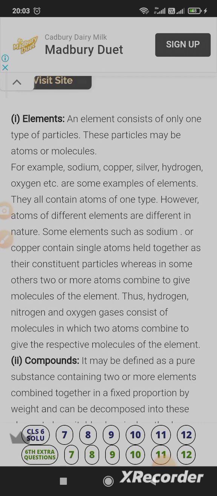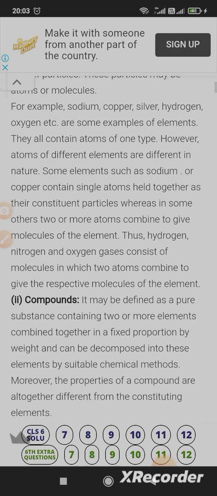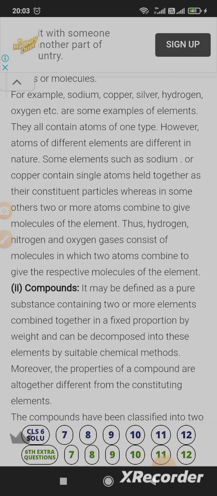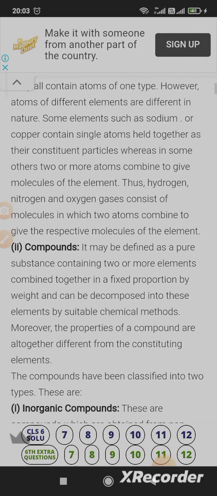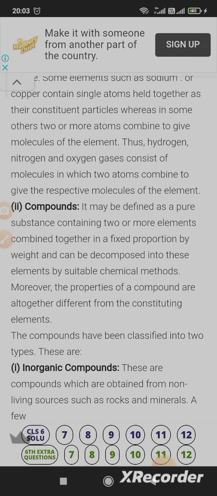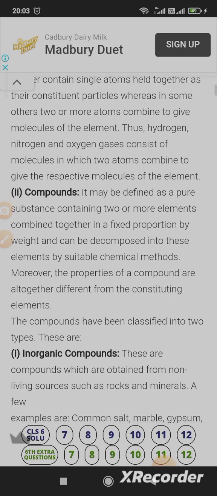For example, sodium, copper, silver, hydrogen, oxygen, etc. They all contain one type of atoms. However, atoms of different elements are different in nature. Some elements, such as sodium or copper, contain single atoms as their constituent particles. Just read it.